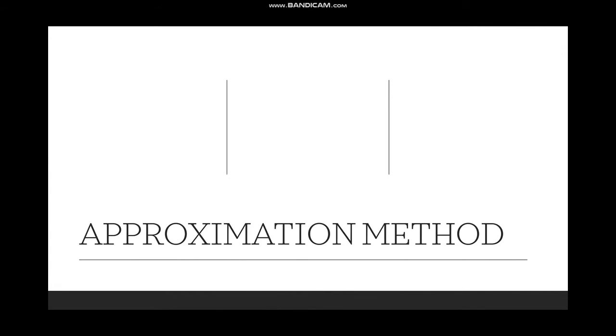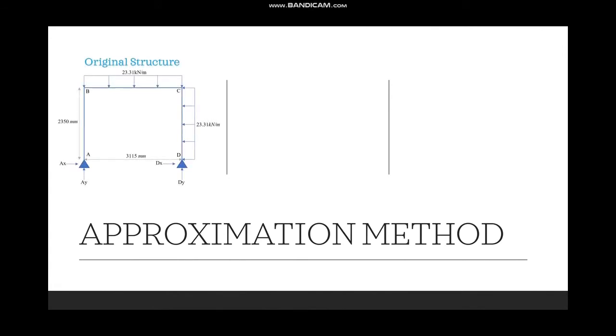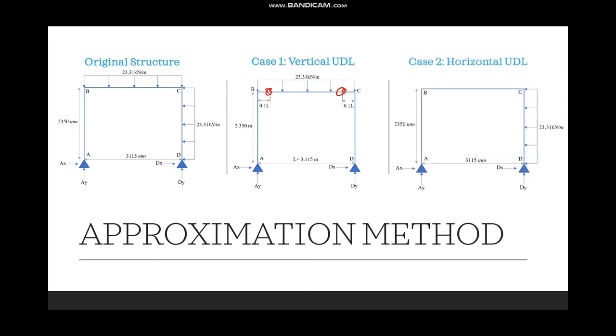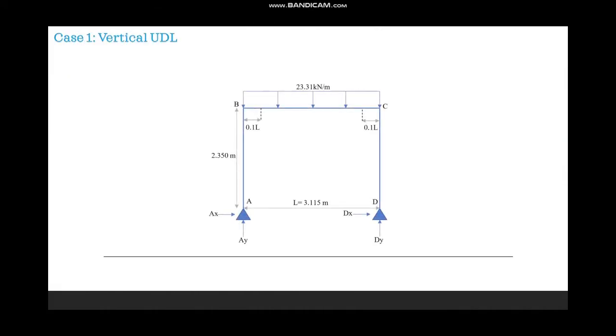So the next method, the approximation method, one that's a little bit more in detail. So we have our original structure from the start, from slide number 1. And what we're doing to it is, instead of making it a primary structure, we are taking these 0.1L values, which I've assumed, and assuming a hinge at this point, which then we can break down for this case 1. So we're breaking it down into 2 cases. Case 1 with a vertical UDL, case 2 with a horizontal UDL. And what we're going to do is combine those 2 cases.